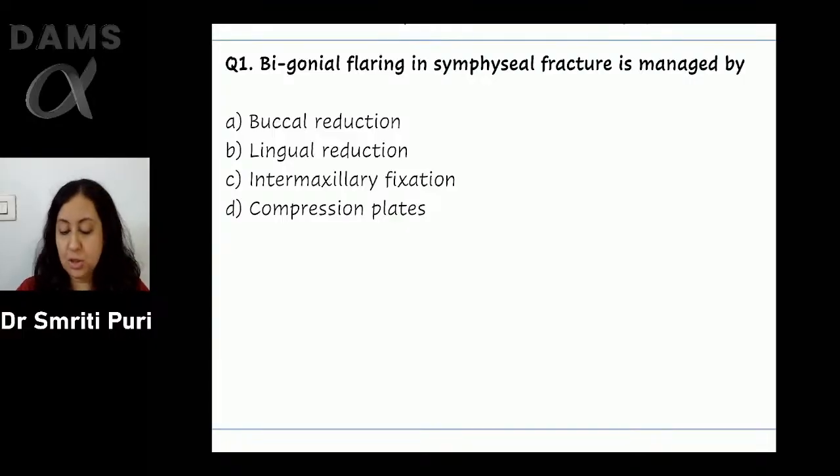Coming to the first question: bigonial flaring in symphyseal fracture is managed by A. Buccal reduction, B. Lingual reduction, C. Intermaxillary fixation, and D. Compression plate. What would be the answer here to question number 1?